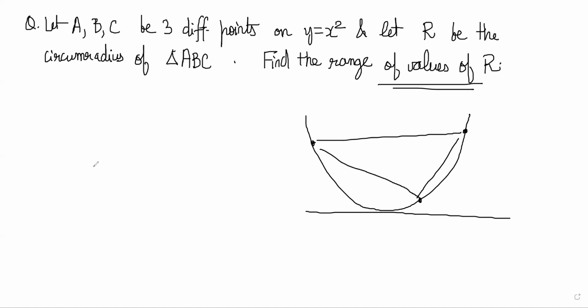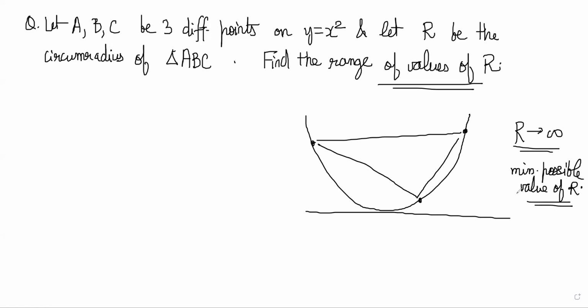You should realize that as the parabola opens up, and as you go higher and higher, the triangles will become bigger and bigger, right? You should imagine a big parabola. If you go higher and higher, the triangles will become bigger and bigger. So R should not have an upper limit. So R will tend towards infinity as you go above as much as you want, right? So technically, if you were asking range of values of R, we just want the minimum possible value of R, or what is R greater than or equal to, right? So that is our question.